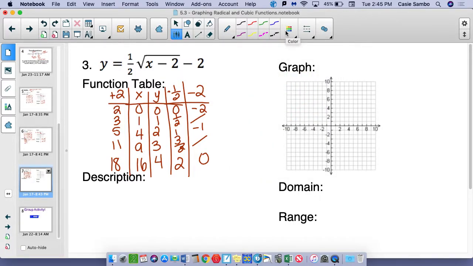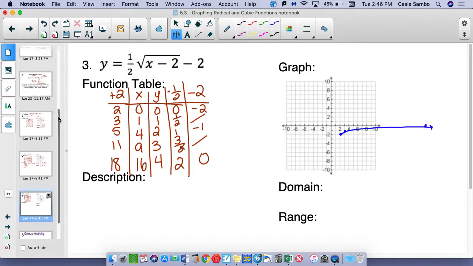2, -2, 3, -1, and this one, it goes all the way over to 18, 0. So that's going to be, I don't know, pretty far off, somewhere over there. So my line here starts to go like this.